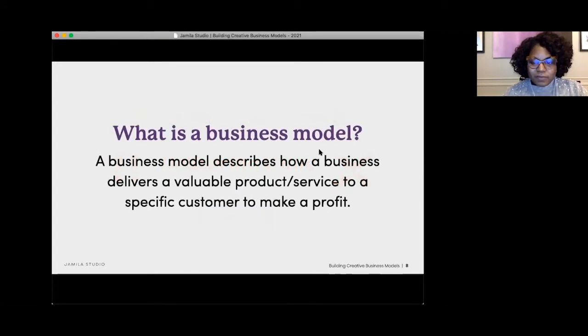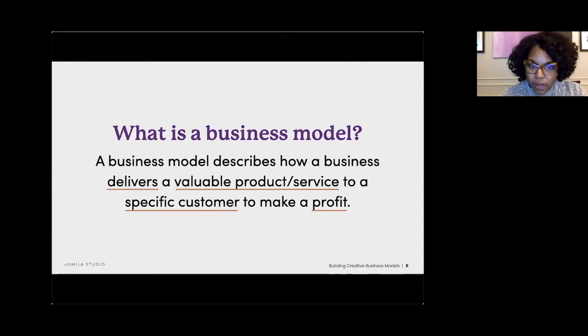When we talk about what a business model is, a business model describes how a business delivers a valuable product or service to a specific customer to make a profit. Business models are how you deliver a valuable product or service to a specific customer to make a profit.